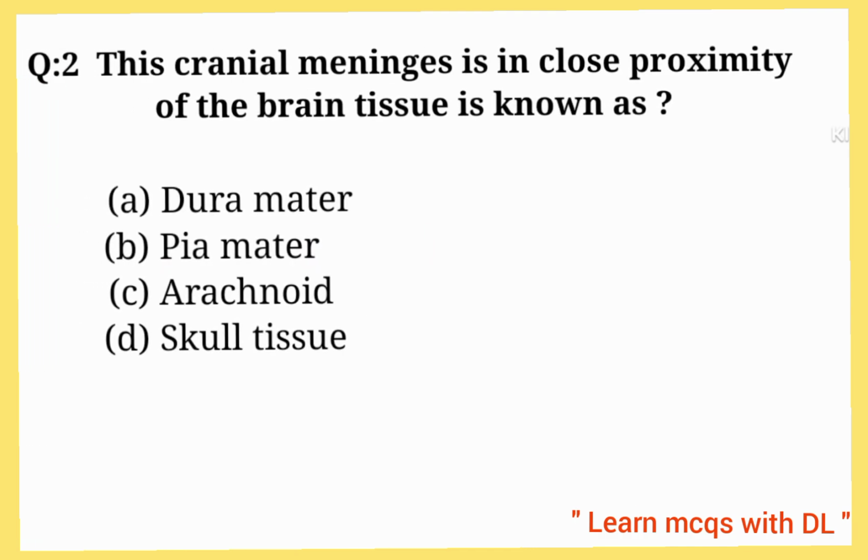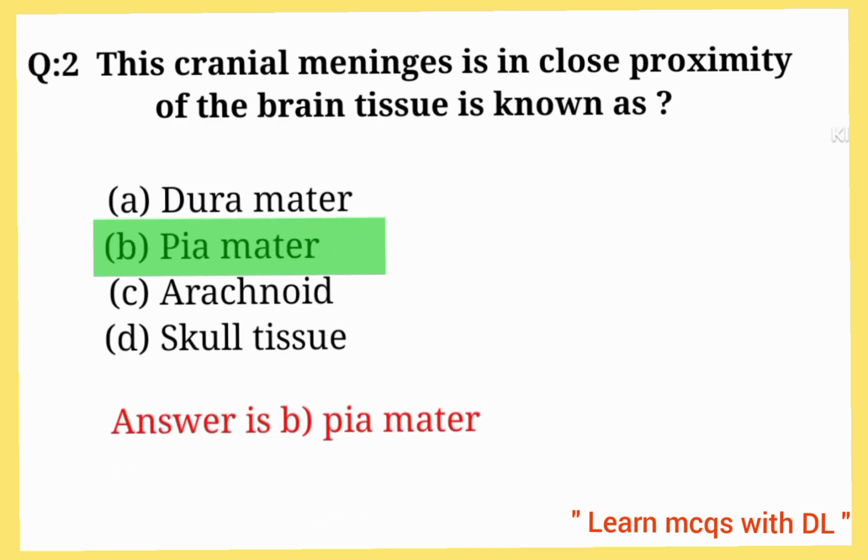Second question is, this cranial meninges in close proximity of the brain tissue is known as duramater, piamater, arachnoid, skull tissue. Your correct option is option B, piamater.